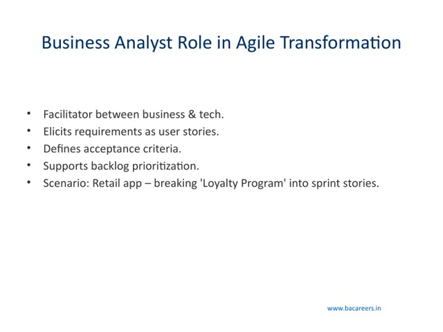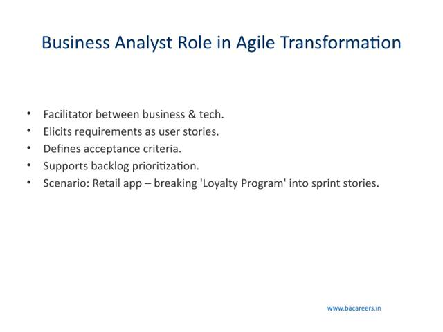Now, let's take a closer look at the role of a business analyst in an agile transformation. Essentially, the business analyst acts as a facilitator between the business side and the technical team. They help ensure that everyone is on the same page by gathering and translating requirements into user stories, which are more manageable and understandable for the development team. A key part of their role is defining acceptance criteria for each story. This helps clarify what needs to be achieved for a story to be considered complete, making sure that both the business and technical perspectives align.